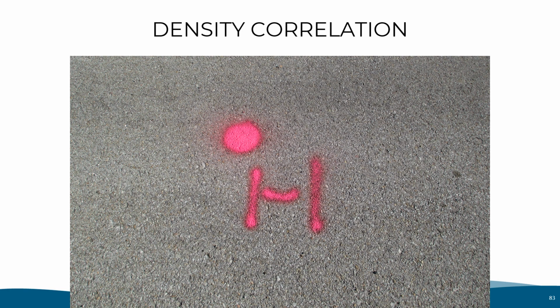Let's discuss how a density correlation is conducted between a core and a density gauge. This is the location of the density test. It was figured from the RSS. As you can see, this location is clearly marked and labeled for lot 1-1.